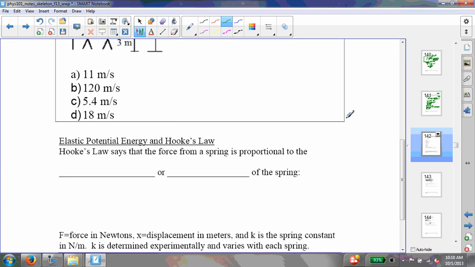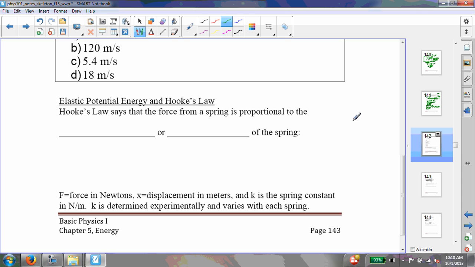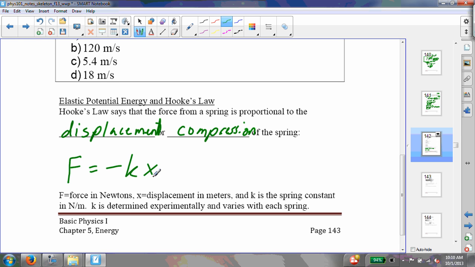All right, so let's wrap up this chapter with elastic potential energy and Hooke's law. Now, Hooke's law says that the force from a spring is proportional to the displacement or the compression of the spring. That is, how much do you stretch it or how much do you compress it? It's given in this way, that the force is equal to negative k times x.